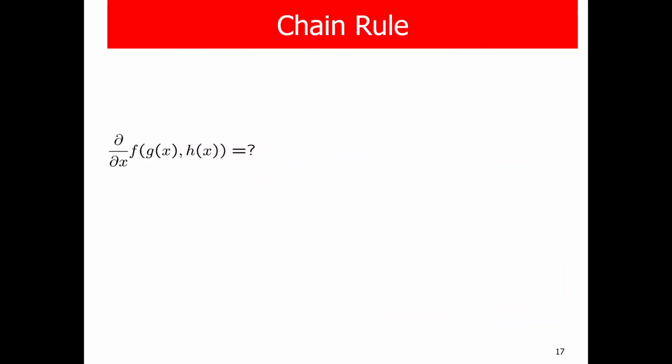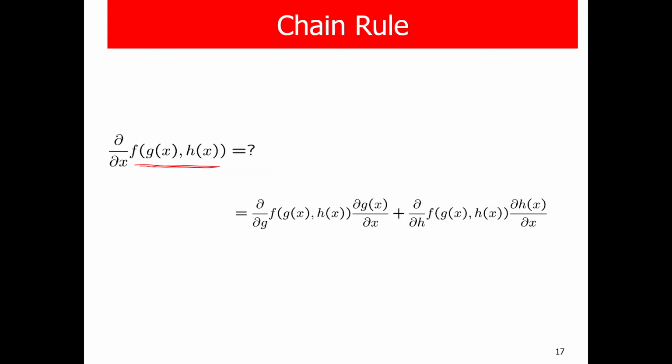In what follows, we will need the chain rule. This chain rule says that the derivative of f(g, h) with respect to x is just the derivative of f with respect to g multiplied with the derivative of g with respect to x, plus the derivative of f with respect to h multiplied by the derivative of h with respect to x. We will use this rule in the next steps when we derive the backpropagation algorithm.